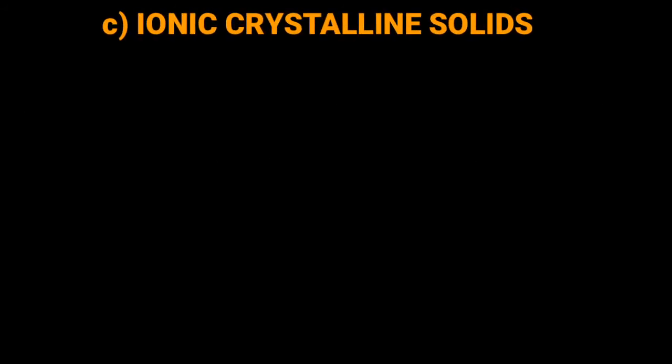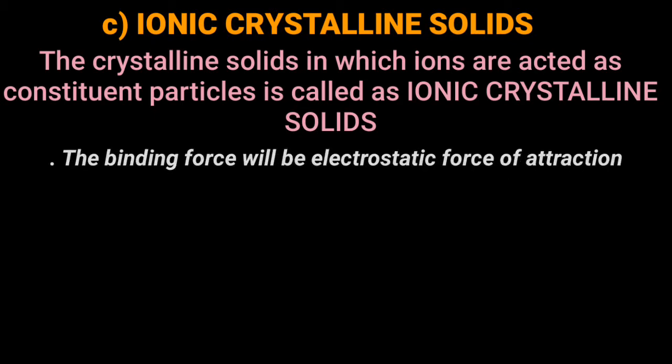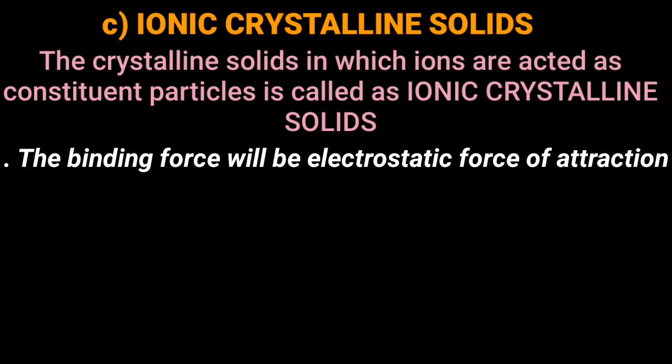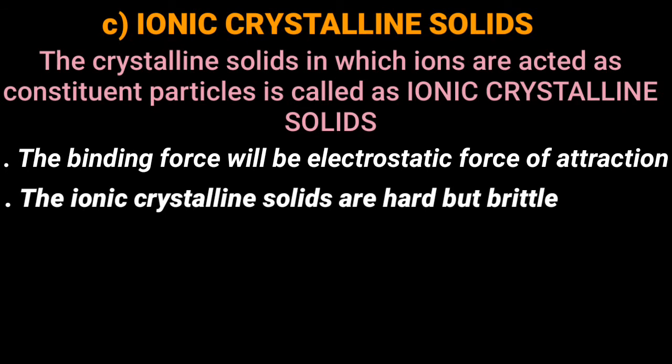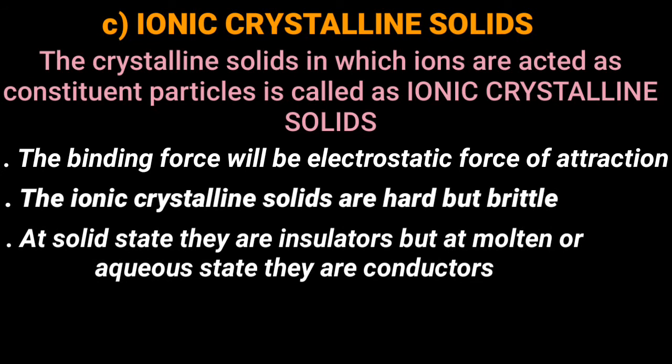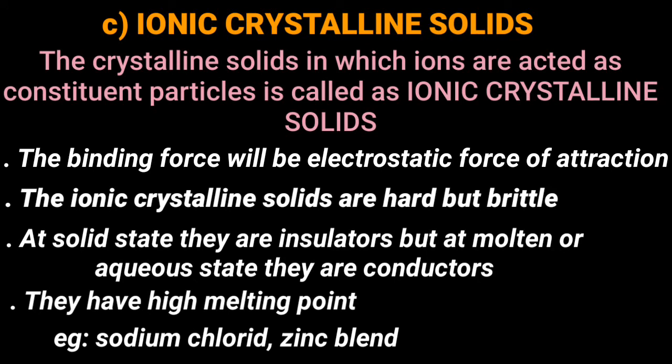Ionic crystalline solids. The crystalline solids in which ions act as constituent particles are called ionic crystalline solids. The binding force is electrostatic force of attraction. The ionic crystalline solids are hard but brittle. In solid state they are insulators, but in molten or aqueous state they are conductors. They have high melting point. Examples: sodium chloride and zinc blende.